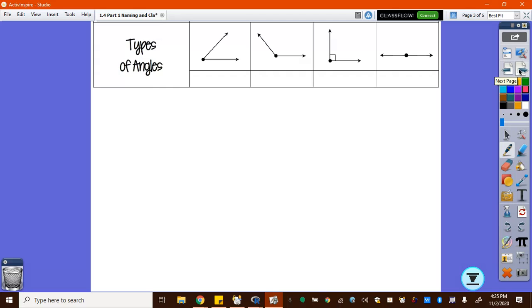There are four different types of angles that we're going to look at, and these are probably ones that you've seen before. The first one: if it's less than 90 degrees, then it is an acute angle. If it is greater than 90 degrees, then it is an obtuse angle. If it is a right angle equal to 90 degrees, you'll probably see a little box here in most cases, and that means it is a right angle. And then if it forms a straight line, then it is a straight angle.